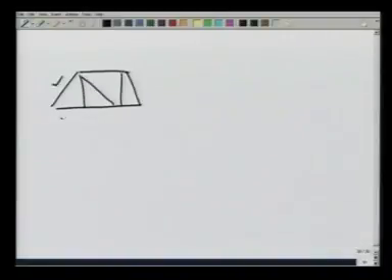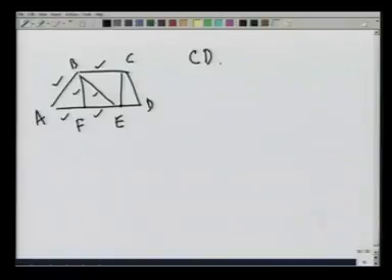In this member, this member, this member, and this member. The only members which are left are A, B, C, D, E, F: the members CD, CE, and ED.